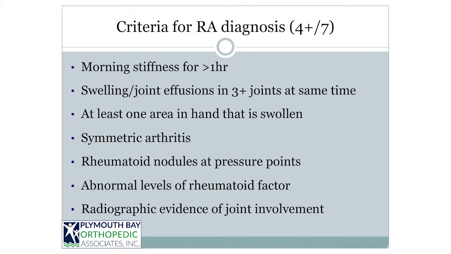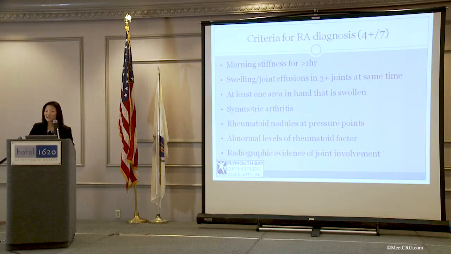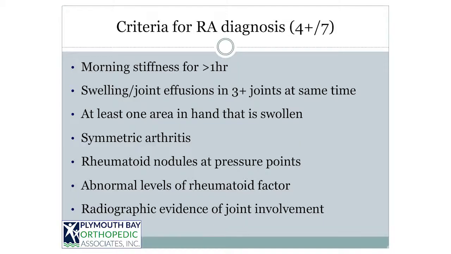So criteria for a diagnosis of rheumatoid arthritis is you have to have at least 4 of the following criteria. Stiffness that lasts in the hands, or different joints, for more than an hour in the morning; swelling or joint effusion in at least 3 joints, one of which needs to be in the hand. The other interesting thing with rheumatoid arthritis is it's very symmetric, so it's going to affect both hands or both feet. You can also develop nodules at pressure points such as your heels or your elbows. On lab values, you'll see an elevated rheumatoid factor. And then finally, X-ray evidence of degenerative changes within those joints.